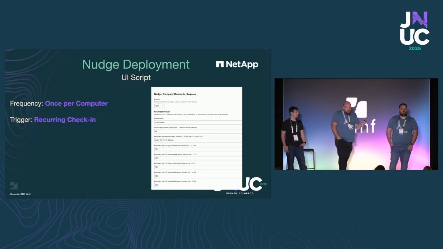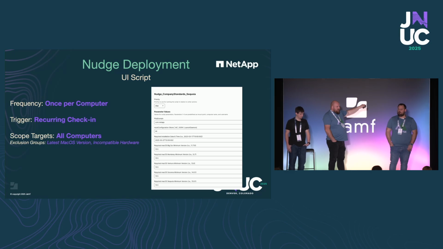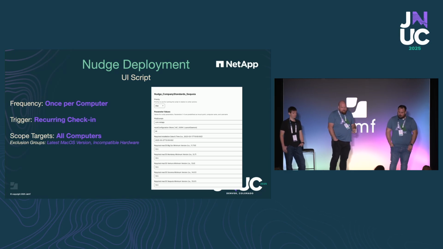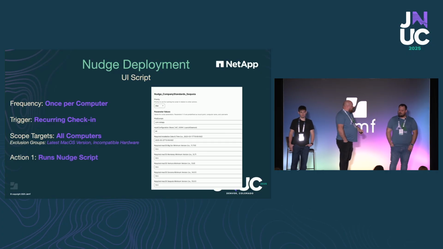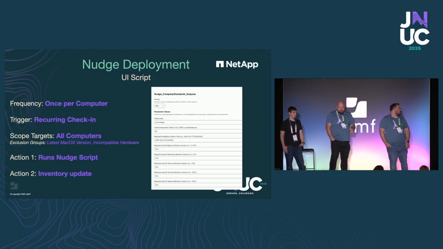Your trigger would be recurring check-in, so they check in. Scope would be all computers. In here, for this policy, you would also add in your exclusion groups. So you don't want devices that have the latest macOS, or incompatible hardware, so you add in your exclusion groups. The action would then literally be to run the script, and then it does an inventory update so you know it's been run on devices.